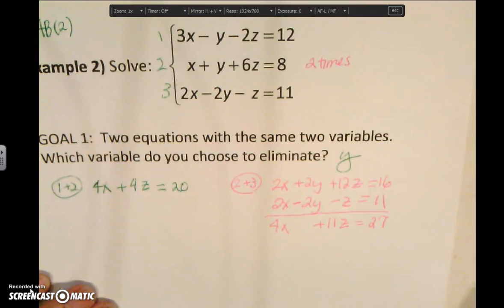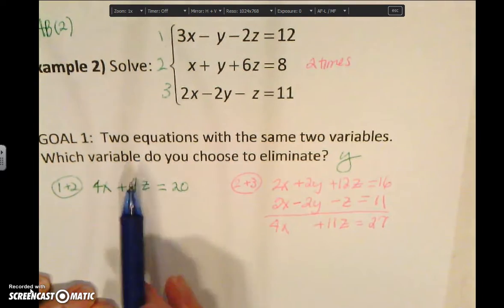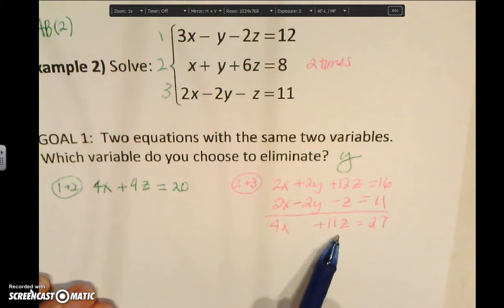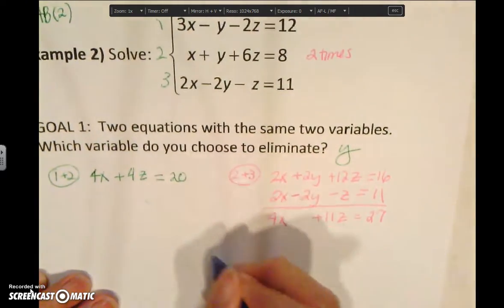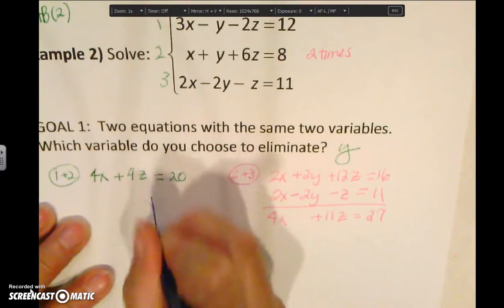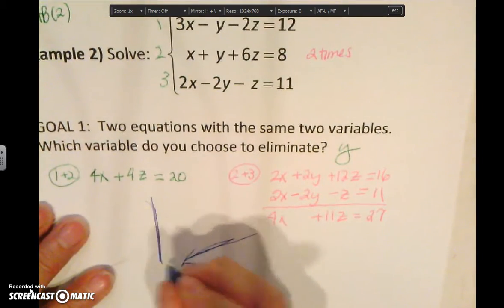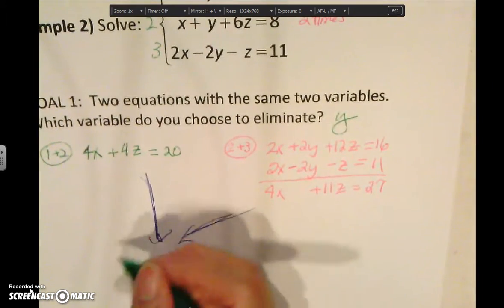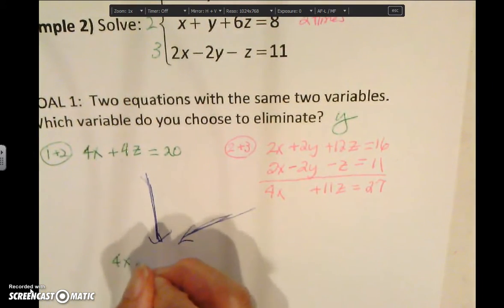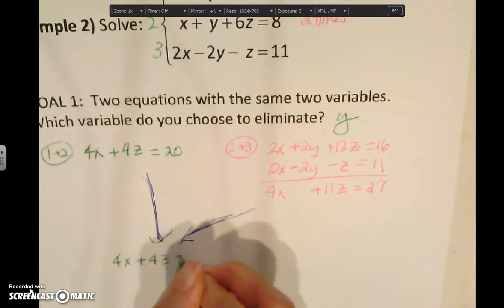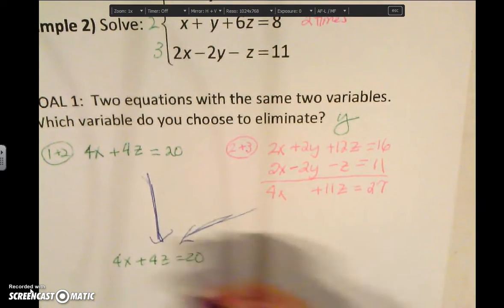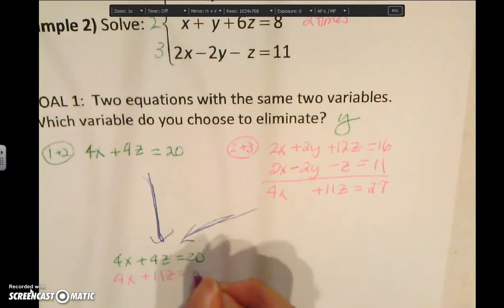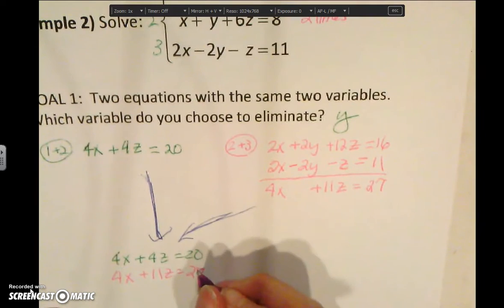All right, so now what I've got is two equations with just an x and a z. So what I'm going to do is pull these two together, over here to this side. And so I've got my 4x plus 4z is equal to 20, and my 4x plus 11z is equal to 27.